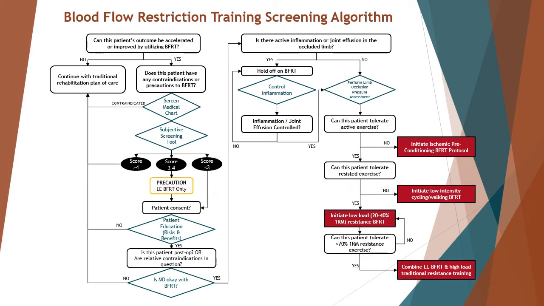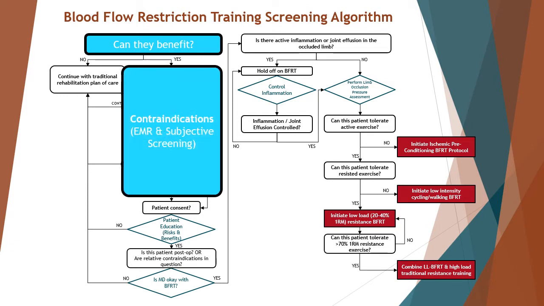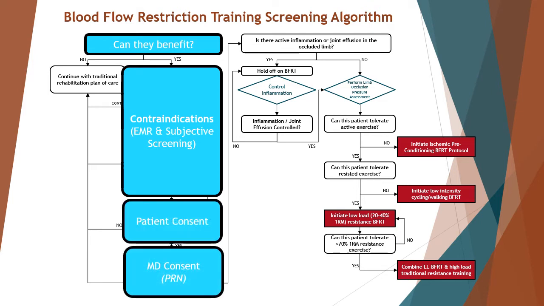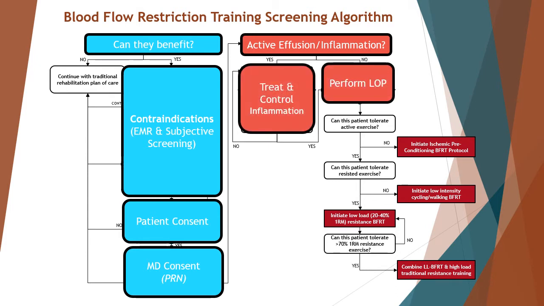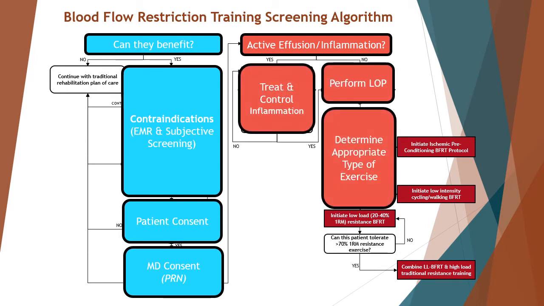Okay, the algorithm looks like this. Can they benefit? If yes, are there contraindications? Ask them if they're okay with it. If there are relative contraindications, then check with the physician and explain your physiological rationale so that they can make an informed decision. Active effusion and inflammation, if yes, then treat it. If not, limb occlusion pressure, and then finally determine at which level of the phase progression of BFR they should initiate.